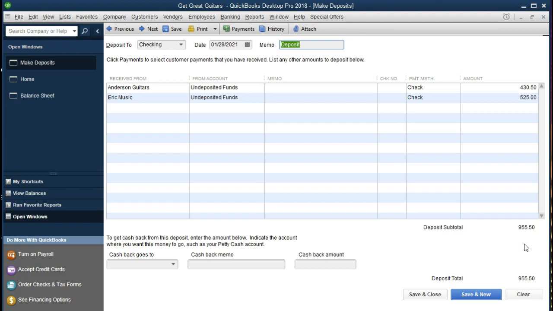What is this transaction going to do when we save and close? It's going to deposit it into the bank. Checking account should be increasing by the amount of this deposit. The other side, being undeposited funds, should then go down to 0. So we're going to say save and close.